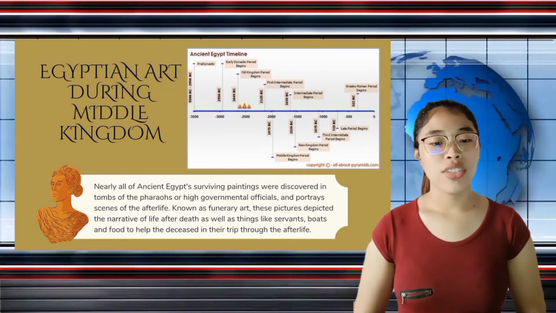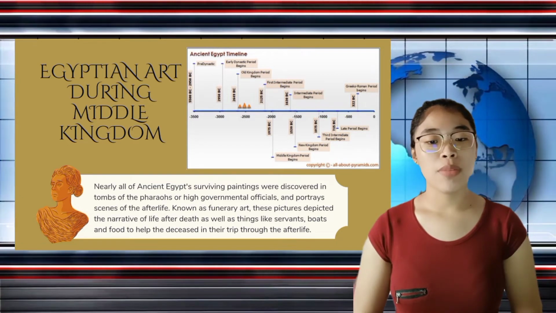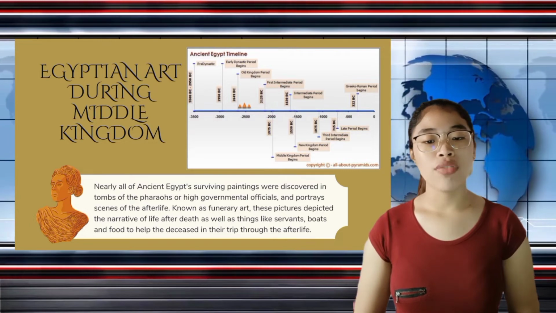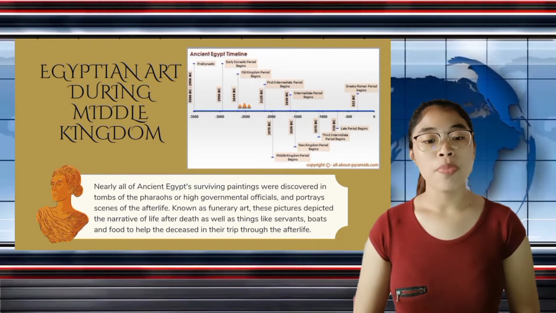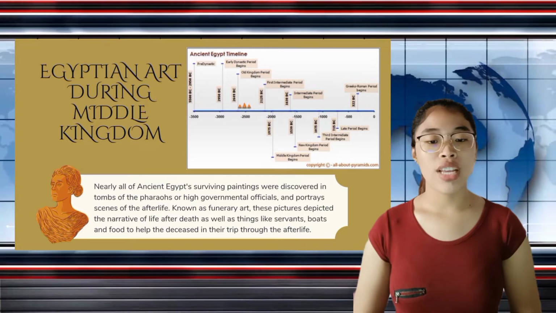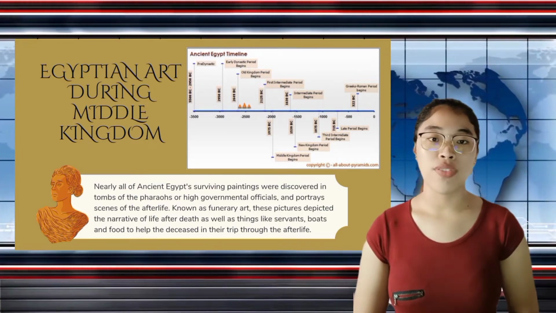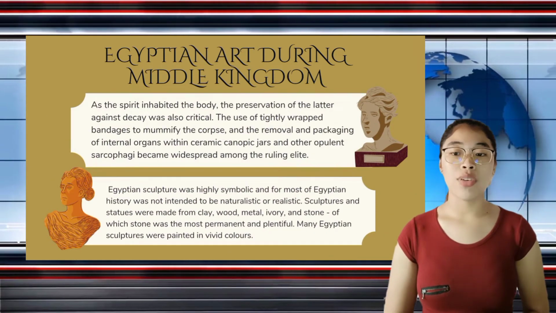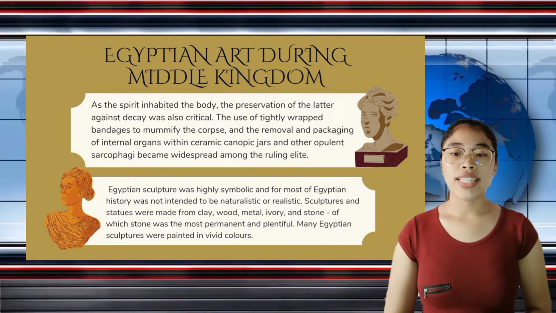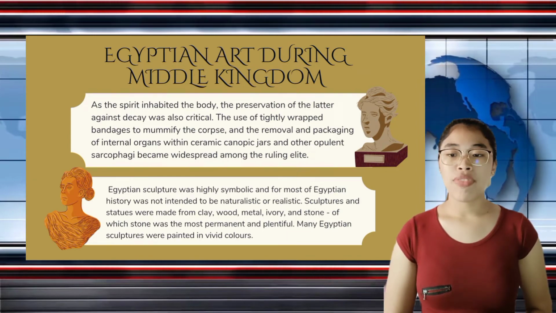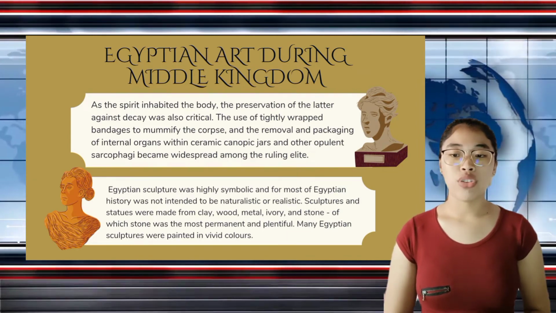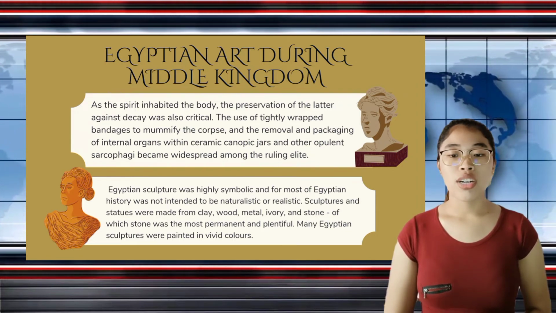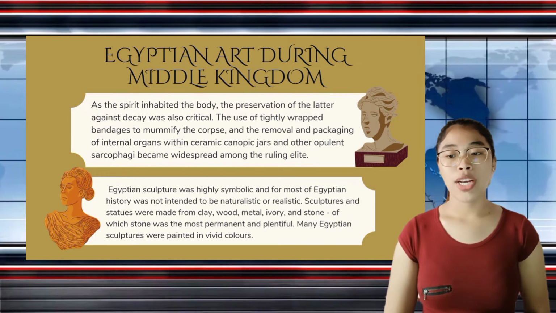Ancient Egyptian art reached considerable sophistication in painting and sculpture and was both highly stylized and symbolic. Much of the surviving art comes from tombs and monuments, hence the emphasis on life after death and the preservation of knowledge of the past. As the spirit inhabited the body, the preservation of the latter against decay was also critical. The use of tightly wrapped bandages to mummify the corpse and the removal and packaging of internal organs within ceramic canopic jars and other opulent sarcophagi became widespread among the ruling elite.